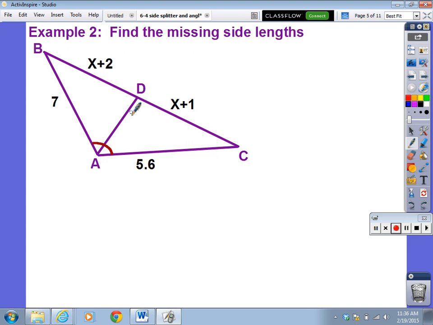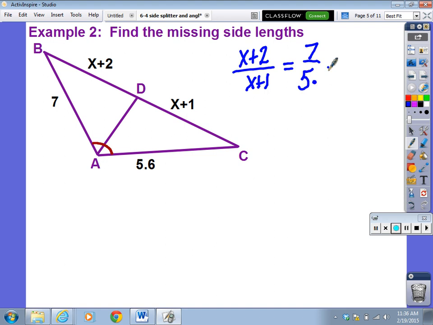Now we can start with x plus 2, or we can start with x plus 1, as long as we start out one way and we stay consistent. So I'm just going to start out with x plus 2. So I'm saying x plus 2 over x plus 1 will be equal to 7 over 5.6. Very good.